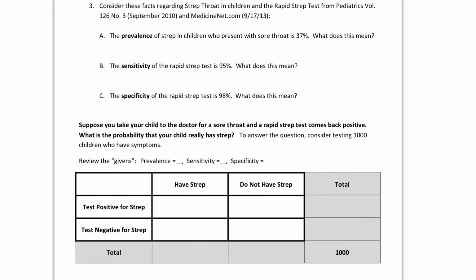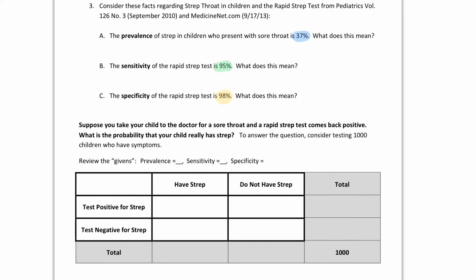I wanted to make this quick video to explain this particular problem on the individual lab. It says consider the facts regarding strep throat in children in the rapid strep test. It says the prevalence is 37%. So I'm going to highlight some of the information here. We have a prevalence of 37%. We have a sensitivity of 95% and a specificity of 98%.